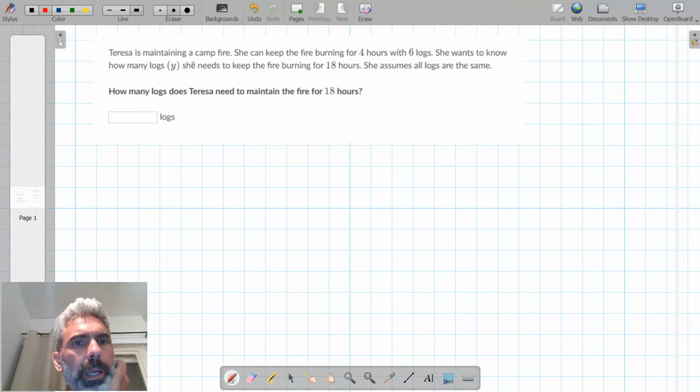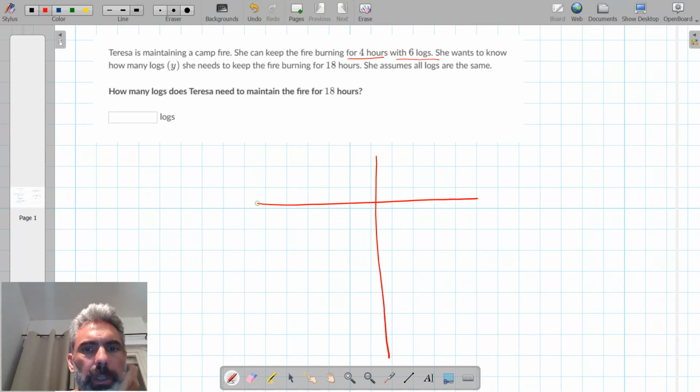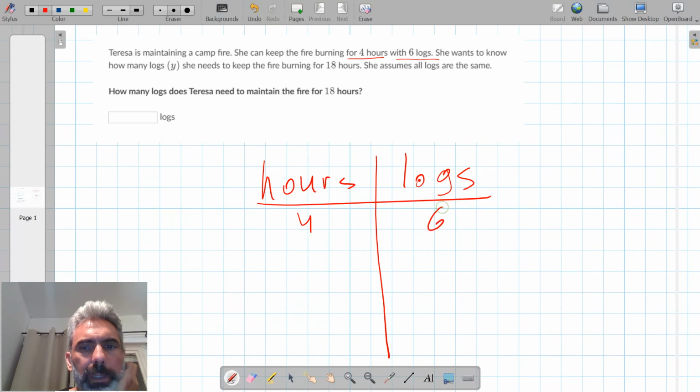Teresa is maintaining a campfire. She can keep the fire burning for 4 hours with 6 logs. Okay, so hours and logs. 4 hours, 6 logs. She wants to know how many logs she needs to keep the fire burning for 18 hours. She assumes all logs are the same. How many logs does Teresa need to maintain the fire for 18 hours?